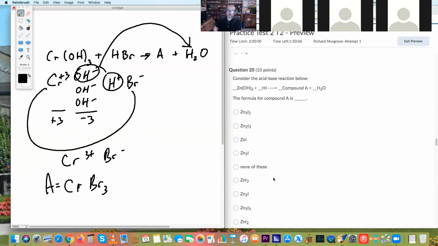Okay. And if you follow that same path as I just did here, making sure that at the end you're combining them correctly so that they balance out the charges, then you'll be fine. That last step is the most important step. Are you okay with that? The CR3 plus and BR minus, how I got the CRBR3 from them? Yes. And if you do that, then you should be okay.